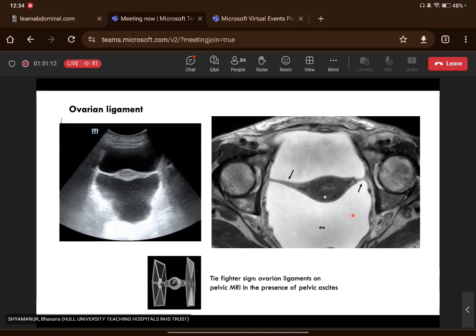Ovarian ligament, not often seen, but may be seen when outlined by fluid. So this is just a characteristic sign, the ovarian ligaments visible in the presence of pelvic ascites.